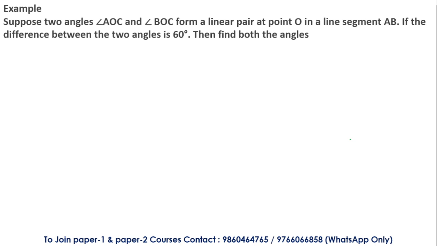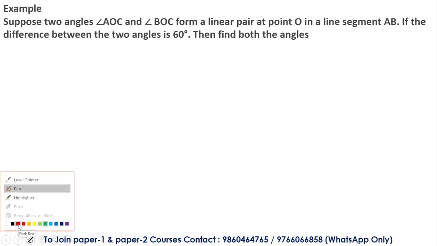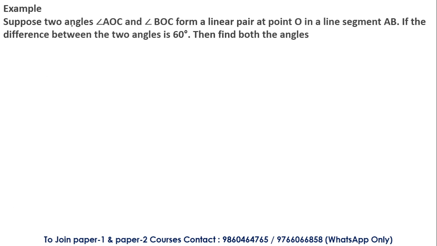Suppose two angles, angle AOC and angle BOC, form a linear pair at point O in a line segment AB. If the difference between the two angles is 60 degrees, then find both angles. Let's try to draw the diagram first. What is given here? Two angles, angle AOC and angle BOC, are forming at a particular point O due to the line segment AB.